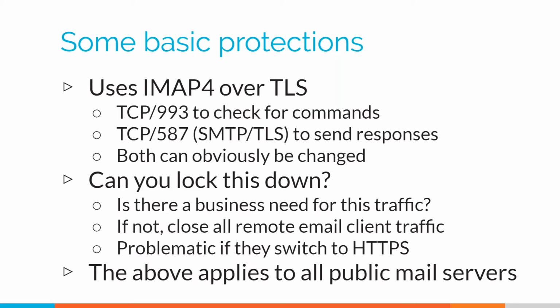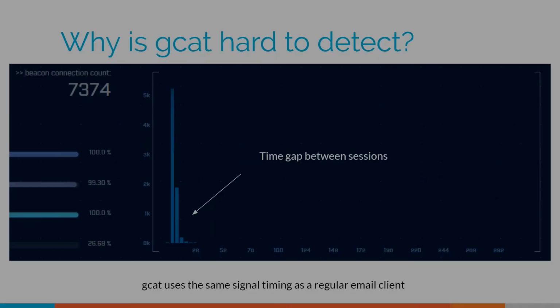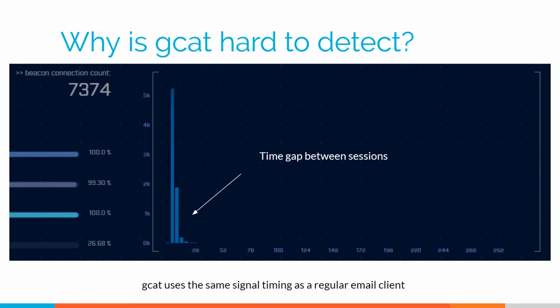Again, it doesn't fix this, because someone could change and use Office 365 or Yahoo or something else instead. It does reduce your attack surface if you can go down that road, so locking it down is definitely helpful. But when you start going down the rabbit hole of what variants somebody could come up with off of GCat, and how do I block that, trying to handle it in a reactive format is really difficult. And this is why it's hard to detect.